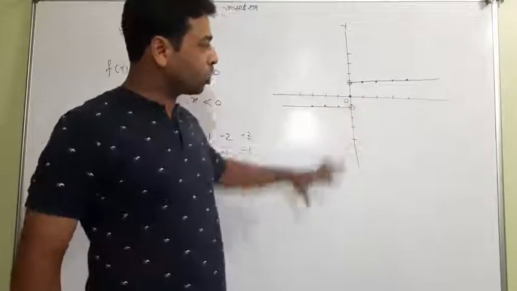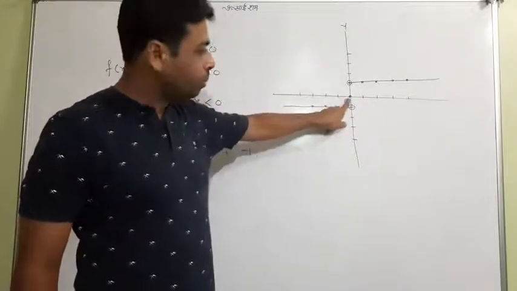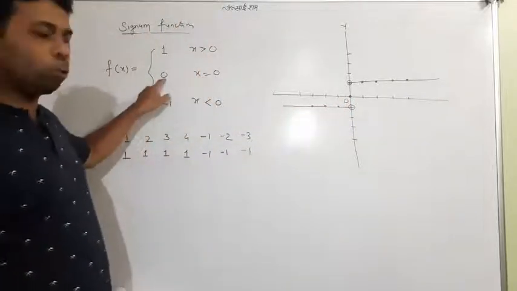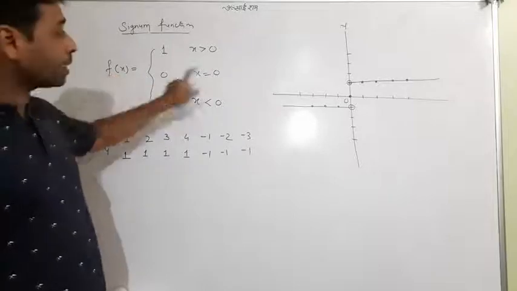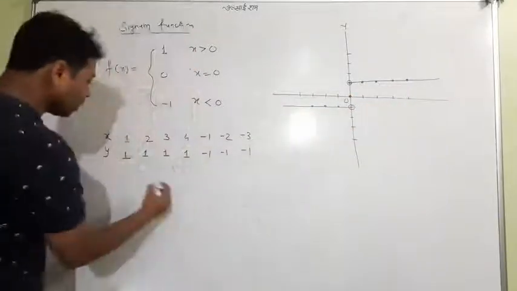So this is the picture where you can see that this and this point will be excluded and this point will definitely be included. And what is this point? X equals 0, y equals 0. This is y. At x equals 0, y equals 0. So this is the whole structure and this is the graph. Okay, what is the domain and range?